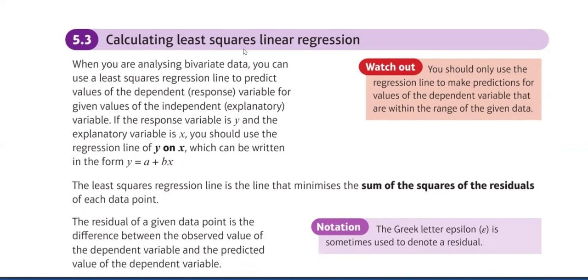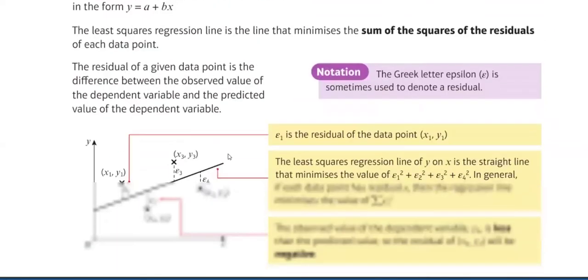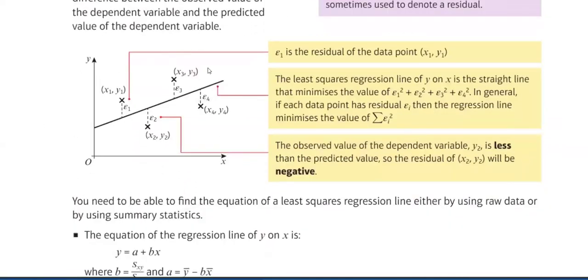How to calculate the least squares linear regression. Simply, how to find the best fit line y equals a plus bx. For that, we use the sum of the squares of the residuals. This one is the same as the earlier example. This is the best fit line, we call it the regression line.